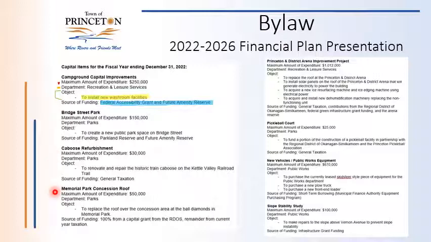Memorial Park concession roof to a maximum of $50,000. So that's to replace the roof over the concession area at the Ball Diamonds at Memorial Park. So the source of this funding is a capital grant from the regional district. They cost share our recreation facilities with us. And if there is any remainder, it'll come from general taxation.